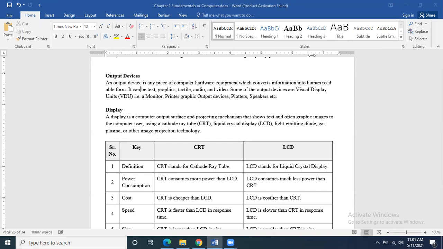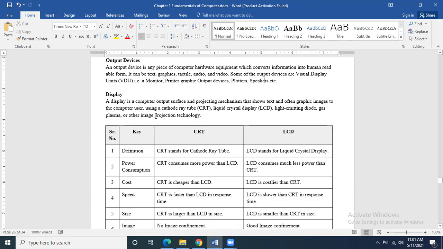Output may be in the form of voice, image, video, or paper, printed output. So what are the different devices which are available for the sake of output? You know that monitor, printer, plotters, speakers, these are the commonly used output devices. The most common is called display. Display means on which we are able to see the output. Visual display unit, it is also called VDU.